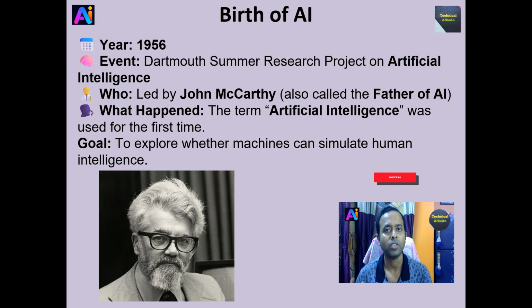Now we should know the birth of AI. In the year 1956, the event Dartmouth Summer Research Project on Artificial Intelligence, which was led by John McCarthy, also known as the father of AI. The term artificial intelligence was used for the first time. And what is the goal? To explore whether machines can simulate human intelligence. But unfortunately, McCarthy died in 2011 at the age of 84, right?